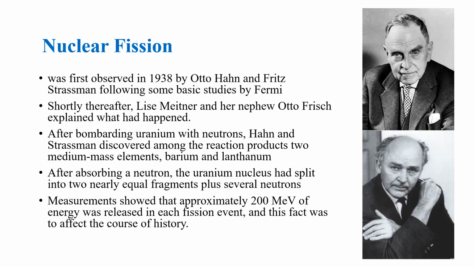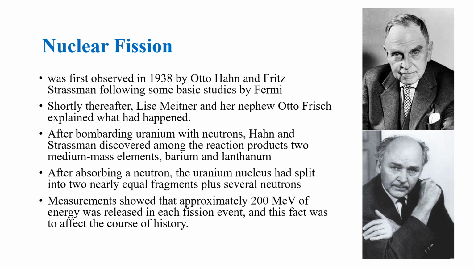Nuclear fission was first observed in 1938 by Otto Hahn, a German chemist, and Fritz Strassmann, a German physicist, following some basic studies by Fermi. This was observed again in 1938 when the Germans, led by Adolf Hitler, was busy convincing the world of the superiority of the Germans. And this was during the World War II.